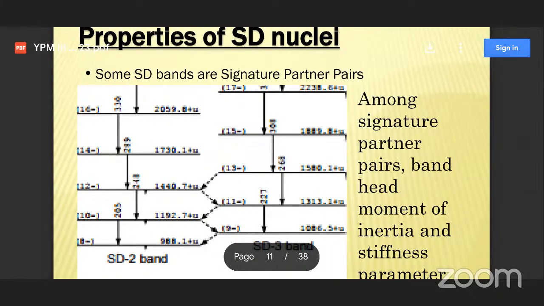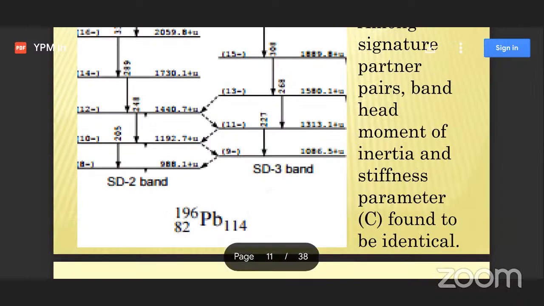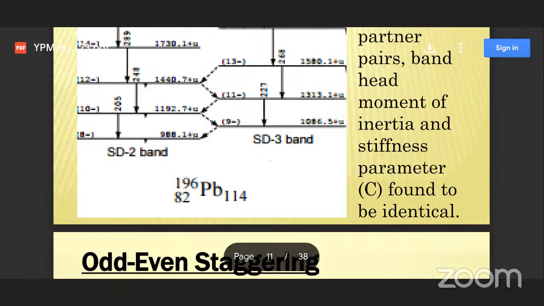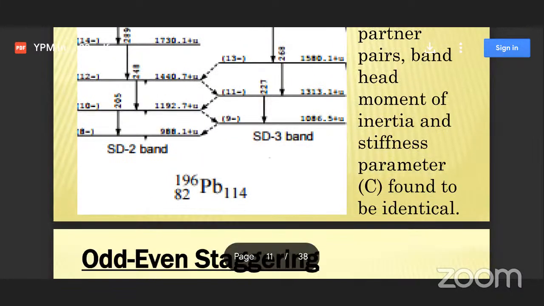They show the signature partner pairs. Signature partner pairs means the band head moment of inertia and stiffness parameter for both the bands should be the same. So this way, using the VMI model, we have predicted signature partner pairs as well, which I have given here for the lead nuclei.